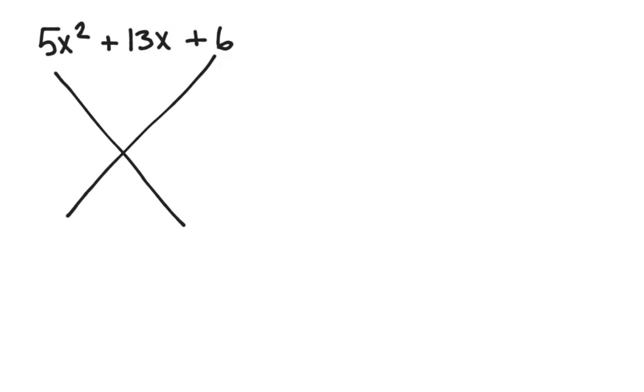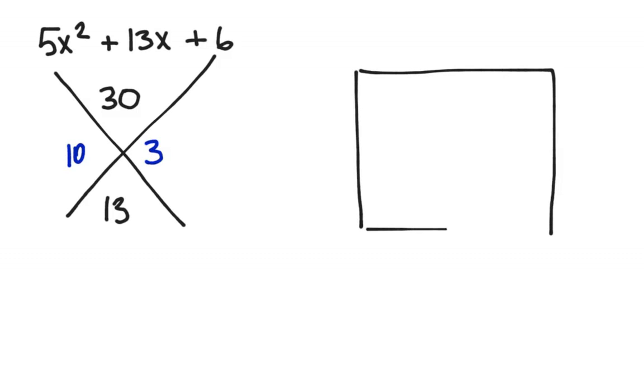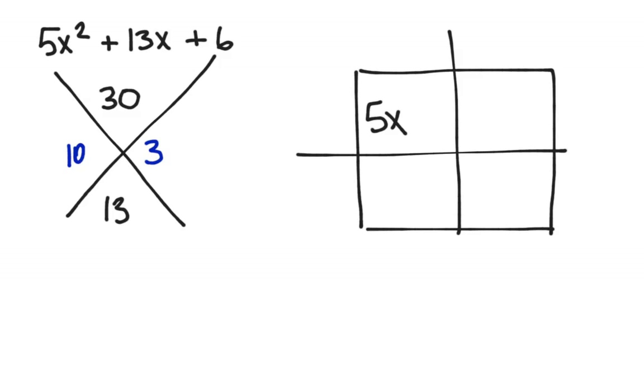So I draw my x. 5 times 6 is 30. It goes in the box as the multiply number. The add number is the 13. Two numbers that multiply to give me 30, add up to 13, are 10 and 3. 10 times 3 is 30. 10 plus 3 is 13. Setting up my box, 5x squared from the problem goes in the first one. I have plus a 10x, that's from the 10 in blue, plus my 3x, also from the blue, and plus 6 from my original problem.